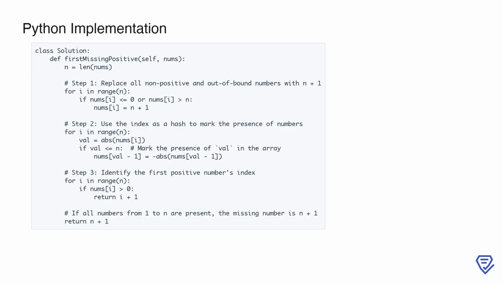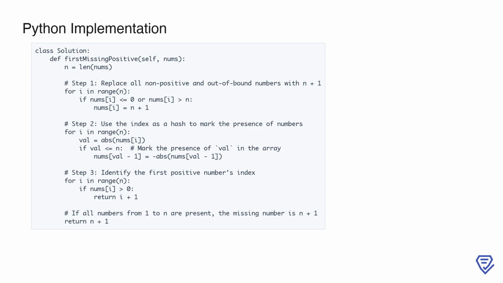3. Step 2. Mark presence. Use the array indices as a hash map to mark the presence of numbers. For each number in the array, compute its absolute value, val. If val is within the range 1 to n, mark its presence by negating the value at the index val minus 1. Negating ensures that the value at that index is marked as visited while preserving its magnitude.